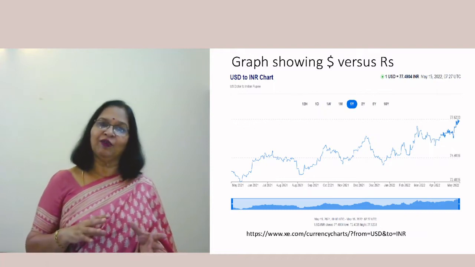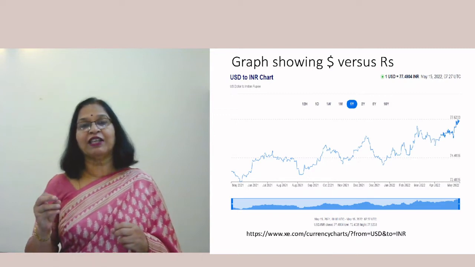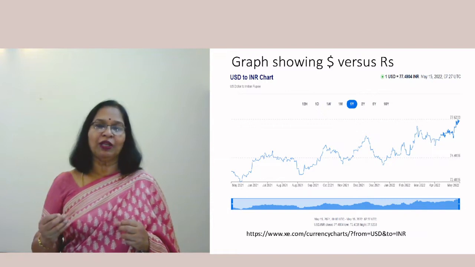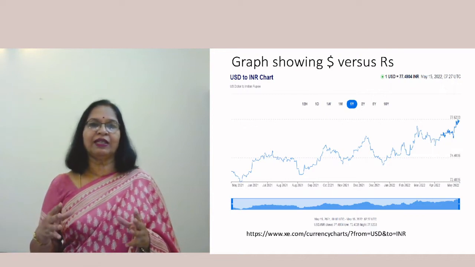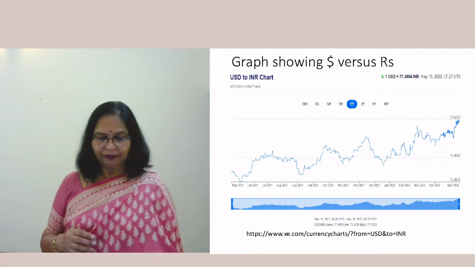Do not think that 77 rupees per dollar is a good thing. It is just the reverse. It is not good for India when the dollar costs 77.63 rupees. It has come down today to 77.5, and this up and down in currency is something that happens on a regular basis.